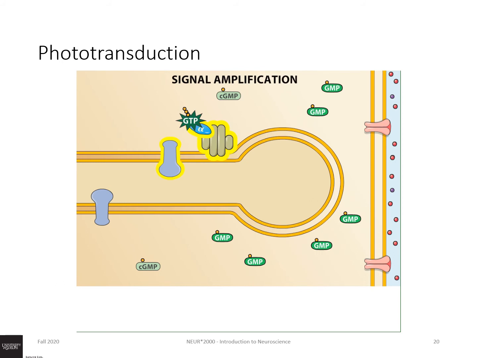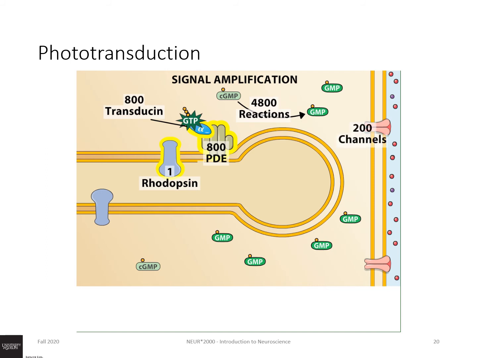A single light-activated rhodopsin molecule can activate an estimated 800 transducin molecules. Although each transducin activates only one phosphodiesterase molecule, each phosphodiesterase is capable of breaking down as many as 6 cyclic GMP molecules, resulting in the closure of approximately 200 ion channels. This number of channels represents 2% of the number of channels in each rod that are open in the dark, and their closure causes a net change in the membrane potential of about 1 millivolt.